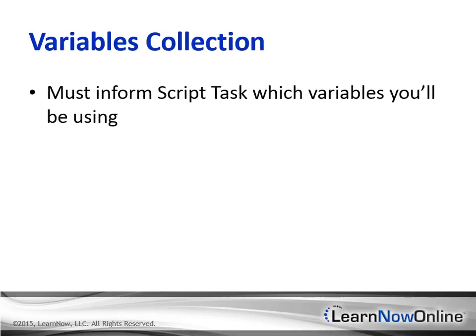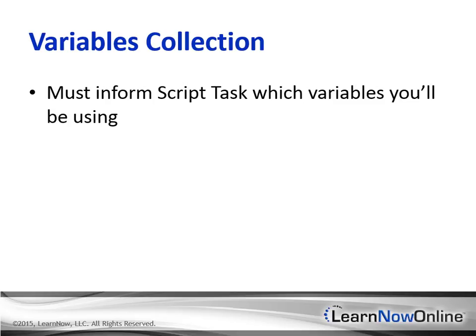The first option requires that you inform the script task which variables it can access before opening VSTA. And it is an iterative sort of thing, so if you open up VSTA, realize that you forgot to declare a variable, you can go back in and add it later. Then reopen VSTA again, and you'll have access to that variable. So it's not a one-time, set-in-stone sort of thing.